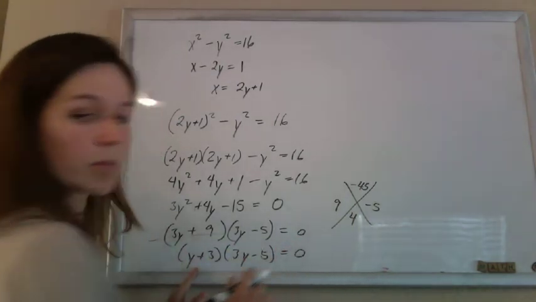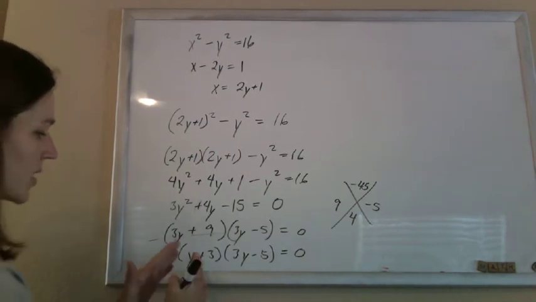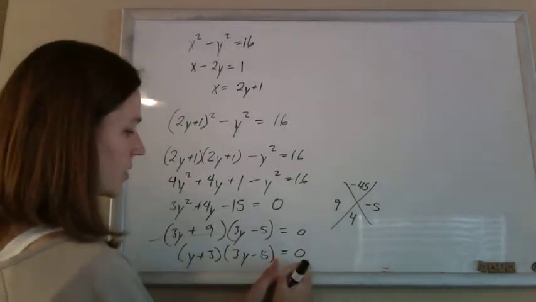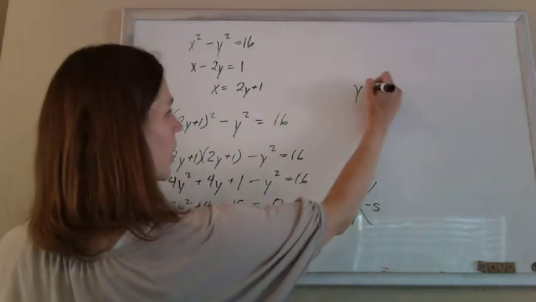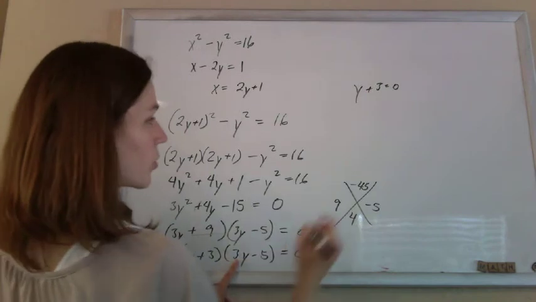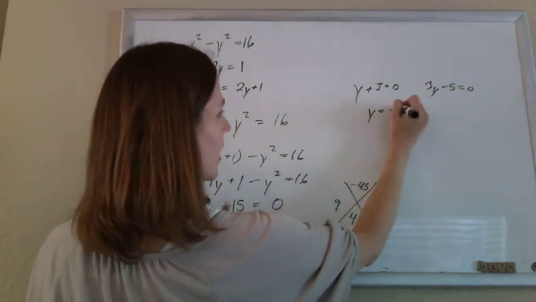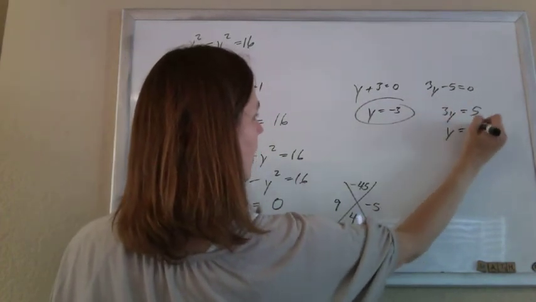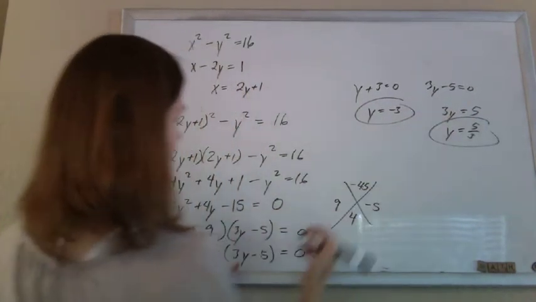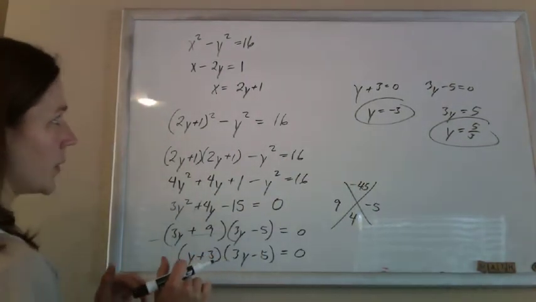And now the reason why we factor, the whole reason we do this, is because we know that if this times this equals 0, then one of these factors must be 0. So either y plus 3 is 0 or 3y minus 5 is 0. So this means y is negative 3, 3y equals 5, so y is 5/3. A lot of times you see it straight from there, that's fine. So long as you get there, we're good.